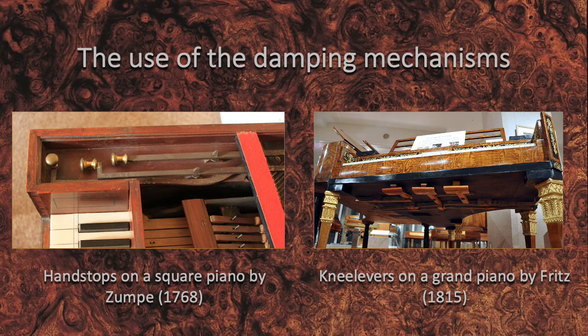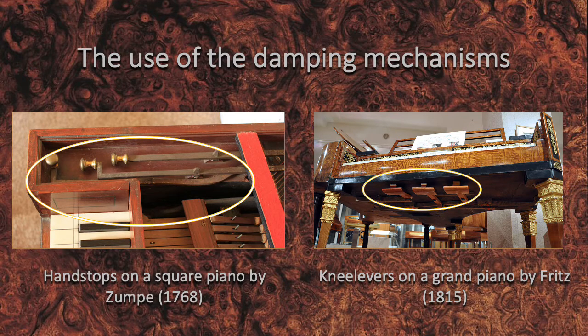But how were these dampers operated? On both the early English and Viennese pianos, the dampers were lifted by hand stops. Later in England, the hand stop was replaced by a pedal. In Vienna, it was replaced by a knee lever.